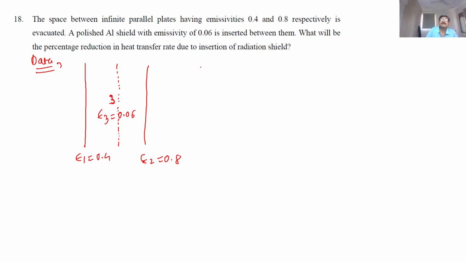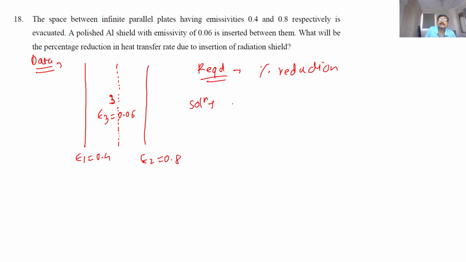What will be the percentage reduction in heat transfer rate due to insertion of radiation shield? So what is the problem? What is the required answer? They have asked percentage reduction. But you will not get percentage reduction directly. For that, you need to solve the problem when there is no shield, the heat transfer rate without shield, and then the heat transfer rate with shield. Let's compare these two, with shield and without shield, then you will get the answer of percentage reduction. So let's go for the solution.